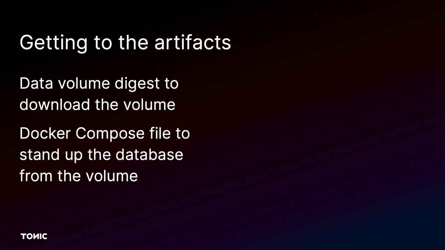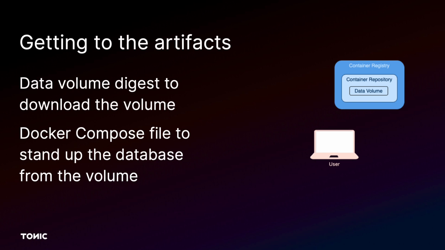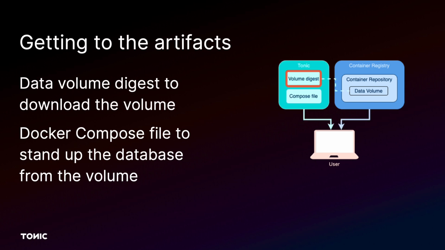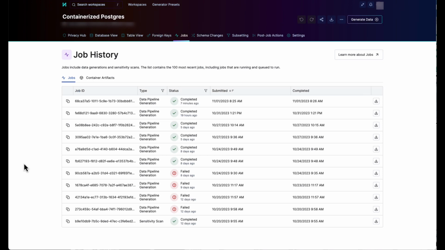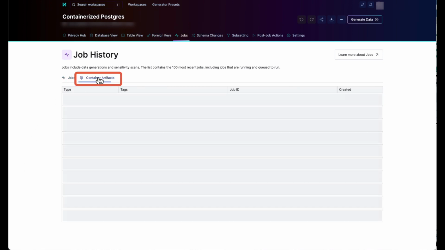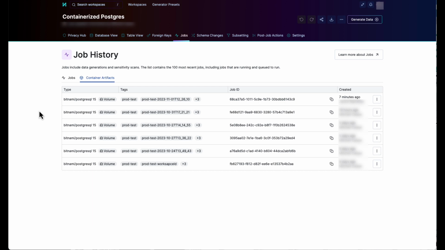So after Tonic generates a volume, how do you get access to it? To help you obtain and use the data volume, Tonic provides access to the data volume digest and to a Docker Compose file. You use the digest to download the data volume from the container registry. The Docker Compose file template helps you to stand up a database with a volume mount that uses the data volume. On the Job History view, the Container Artifacts tab lists the data volumes that Tonic generated for the workspace.